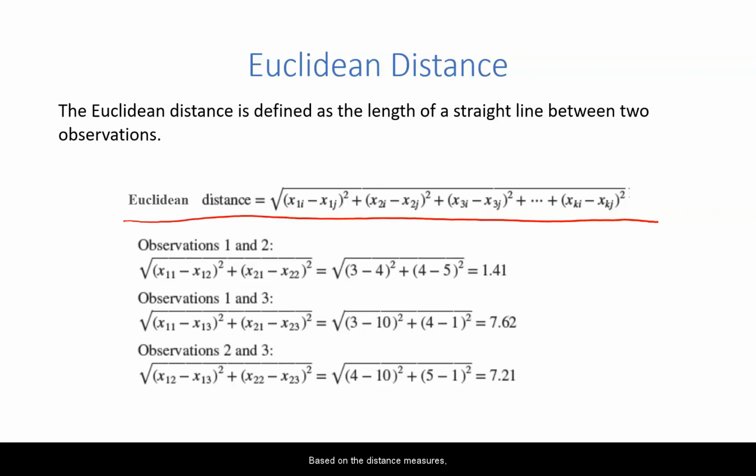Based on the distance measures, observation 1 and 2 are closest to each other because of the short Euclidean distance. Therefore, they are the most similar, and observations 1 and 3 are farthest from each other because of the large Euclidean distance. Therefore, they are the most dissimilar.